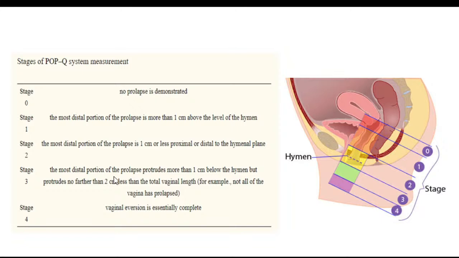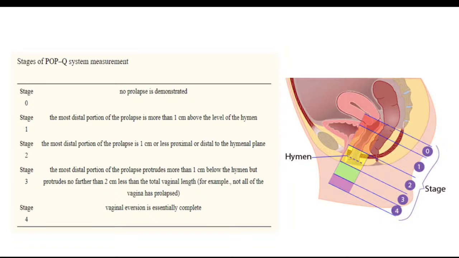Stage 3: the most distal portion of the prolapse protrudes more than 1 centimeter below the hymen, so outside 1 centimeter and more, the most prominent part of the prolapse, but less than 2 centimeters. So between 1 to 2 centimeters outside of the hymen, it is stage 3 POPQ.